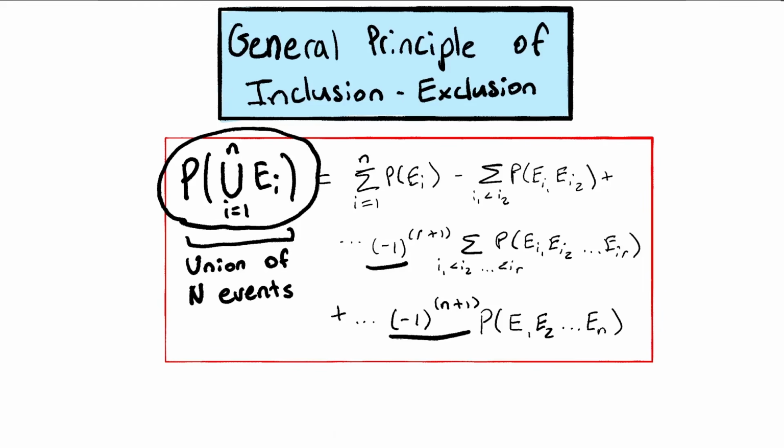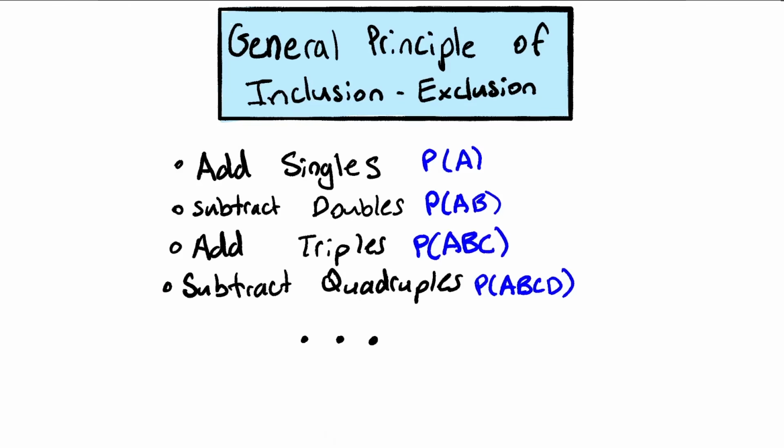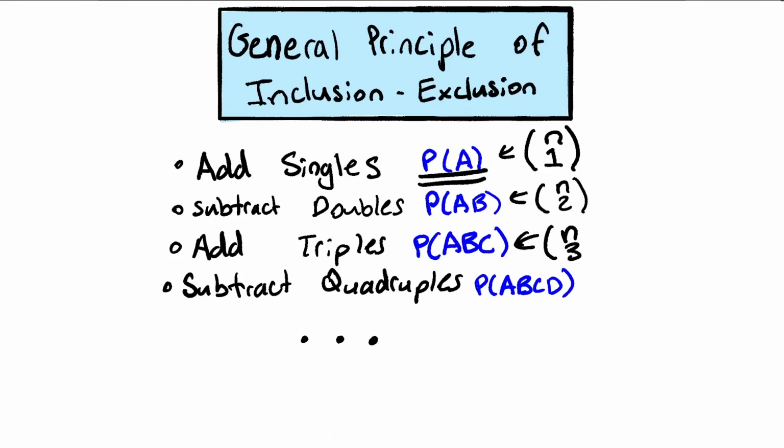The main idea of this is to start by adding all the singles, so all the probabilities of the n events. And the number of these terms that you have to add will be n choose 1. Then you subtract all the doubles. Those are all the parts that were counted twice. And you'll end up with n choose 2 of these such terms. Then you add back the triples, and there will be n choose 3 of these such terms, and so on and so on. So for quadruples, you'd subtract all the n choose 4 of these terms.